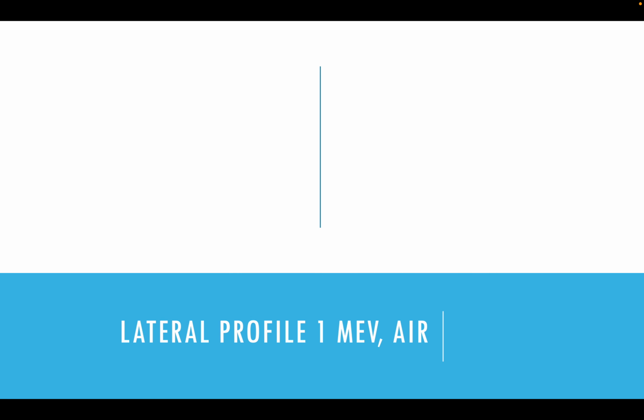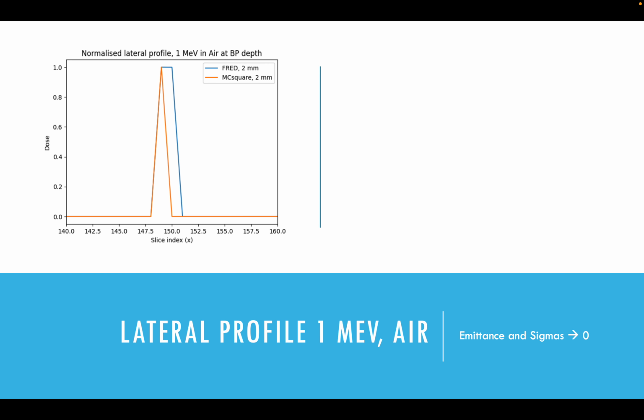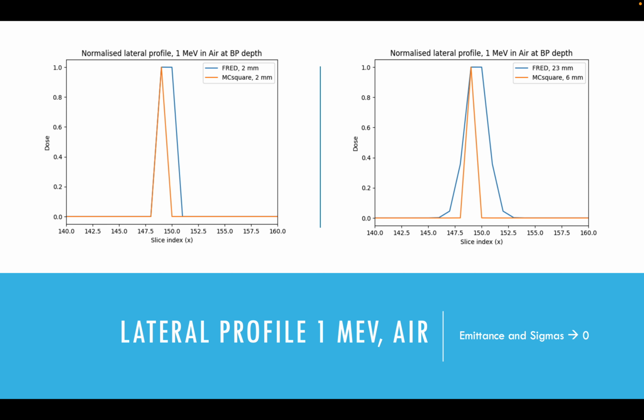Then I checked the lateral profile in air, again putting emittance and sigma almost equal to 0. Here at the entrance, as we saw in the water, FRED gives broader multiple Coulomb scattering, while MC square gives narrower scattering. And at the Bragg peak, that was not quite evident in water, but it's quite evident in air that protons in FRED spread more than in MC square.